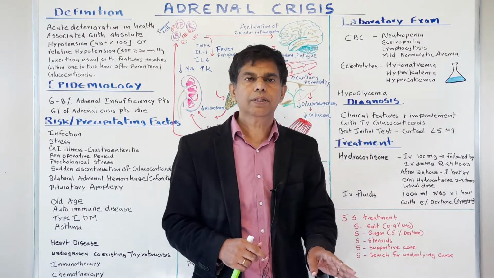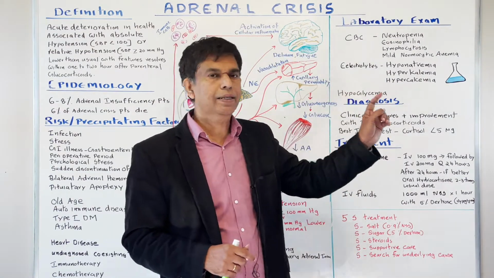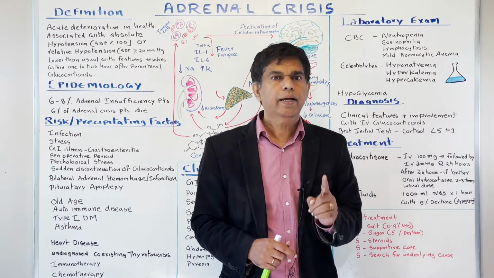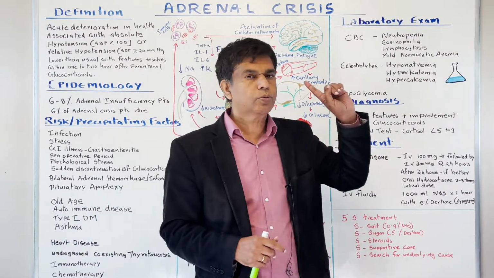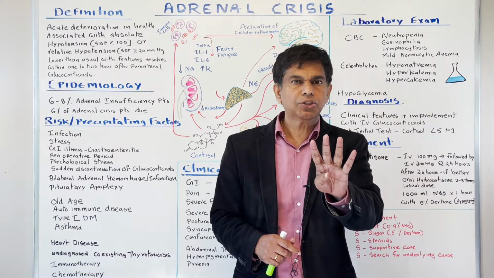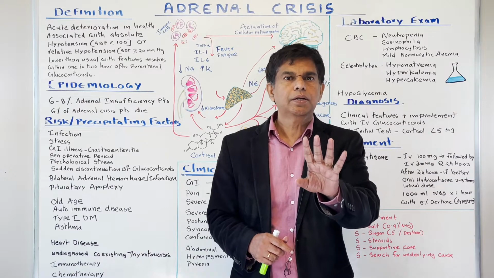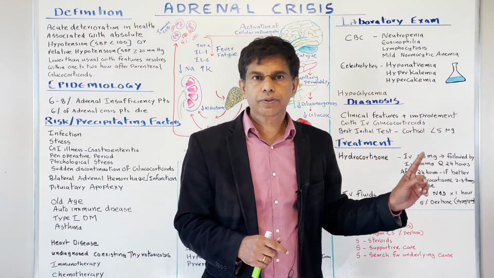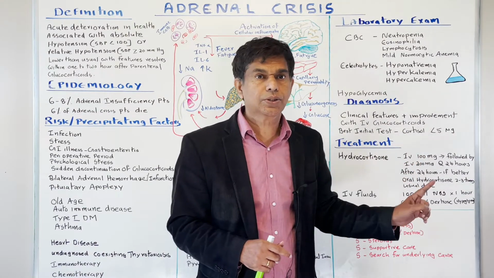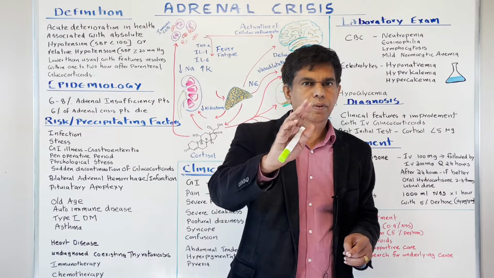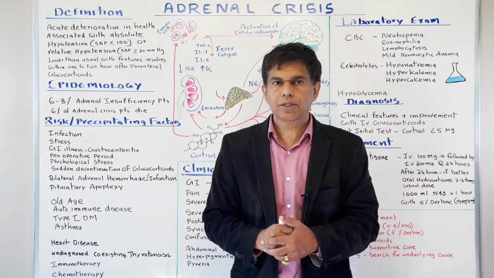Let's look at CBC. You can have neutropenia. You can have eosinophilia and lymphocytosis, and you can have mild normocytic anemia. So remember, 4 things can happen when you look at your CBC. What are these? Neutropenia, right? Eosinophilia, lymphocytosis, and then you can have mild normocytic anemia. Okay, remember that. Those are the CBC findings you will find.